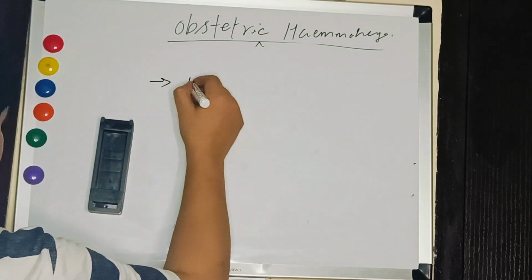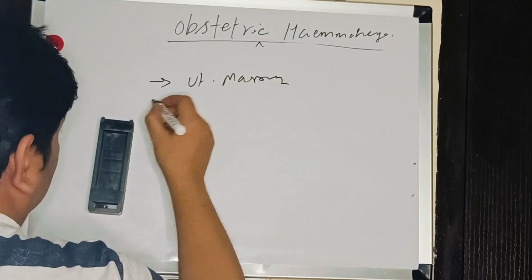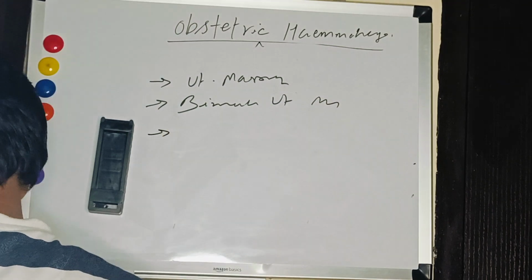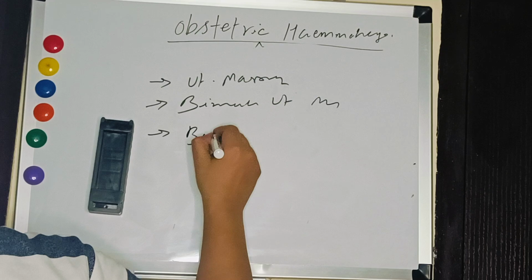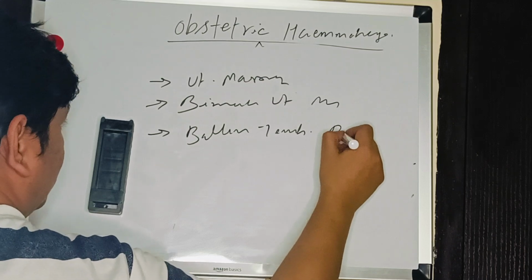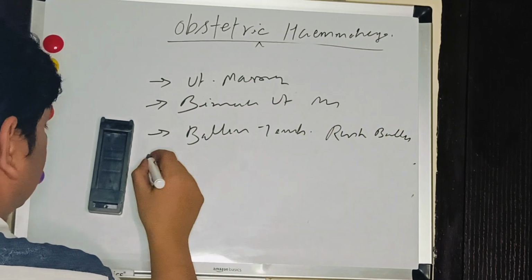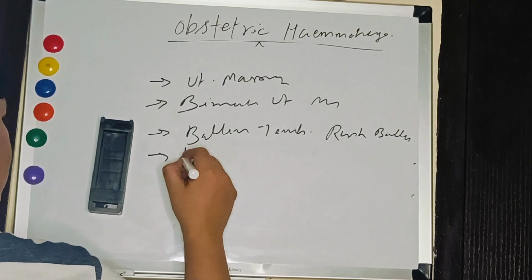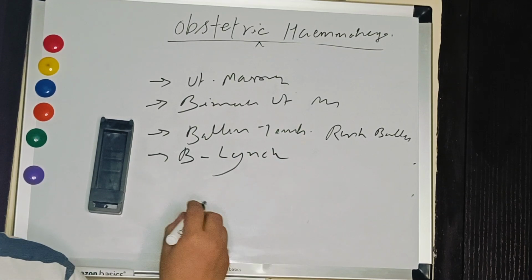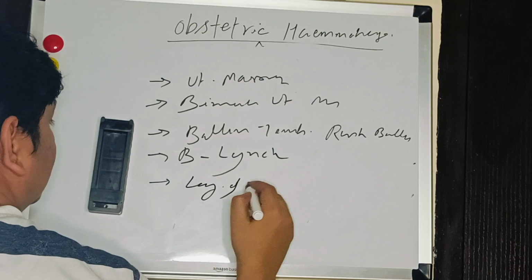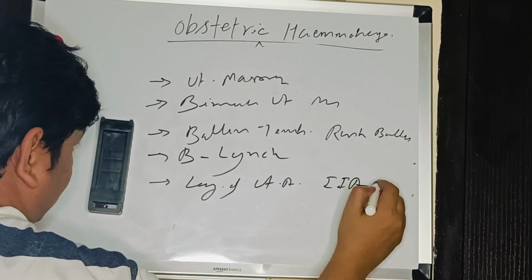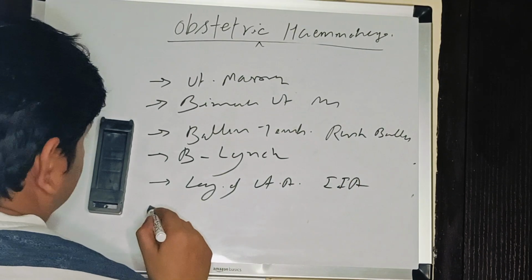Treatment measures: uterine massage, bimanual uterine compression, balloon tamponade creation using the Rusch balloon, B-Lynch suture, ligation of uterine artery and internal iliac artery, and hysterectomy.